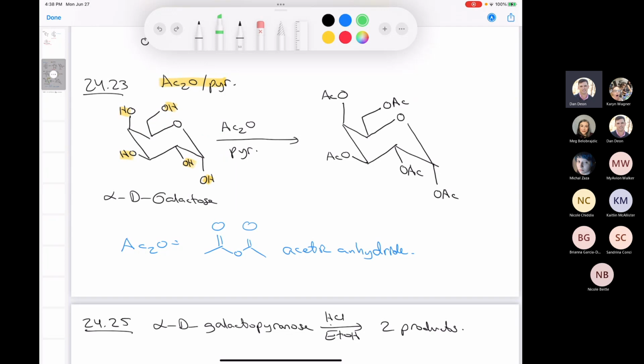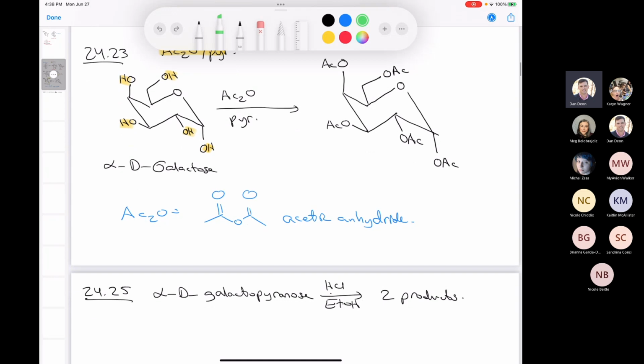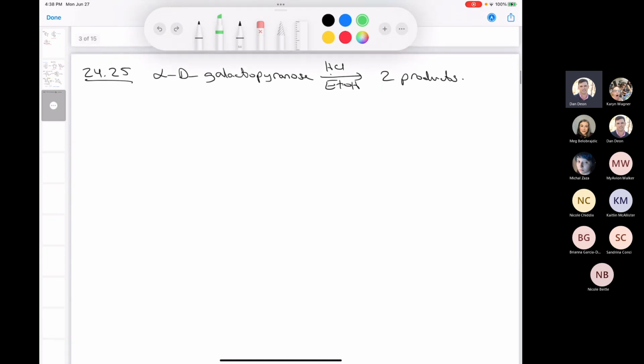It doesn't matter. They both mean the exact same thing or communicate the same thing. So what I'm going to do is draw the chair because that's the way it's done in the solutions manual. And let's start by redrawing alpha D-galactopyranose. It's the compound we just drew a minute ago. Alpha, so that means the hydroxyl is pointing down. Then these two are equatorial. On carbon 4, the hydroxyl is going up. It's axial. And then this is equatorial.